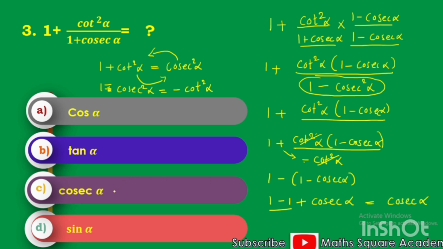So in this way you can simplify it. The answer is cosec alpha, right? So in this way you can try to solve the trigonometry sums.